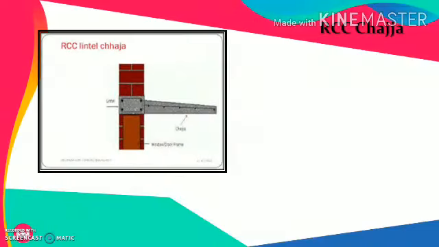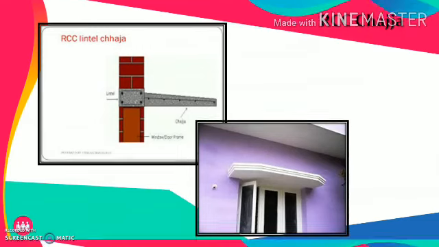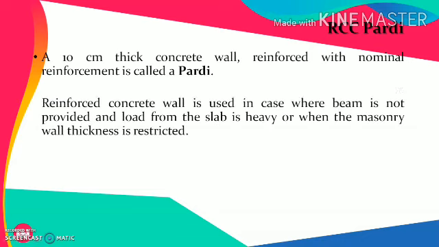So this is the cross section of the simple RCC Chajja. Well, this is a photograph of RCC Chajja used in a building. Next is RCC Pardi. A 10 cm thick concrete wall reinforced with nominal reinforcement is called a Pardi.